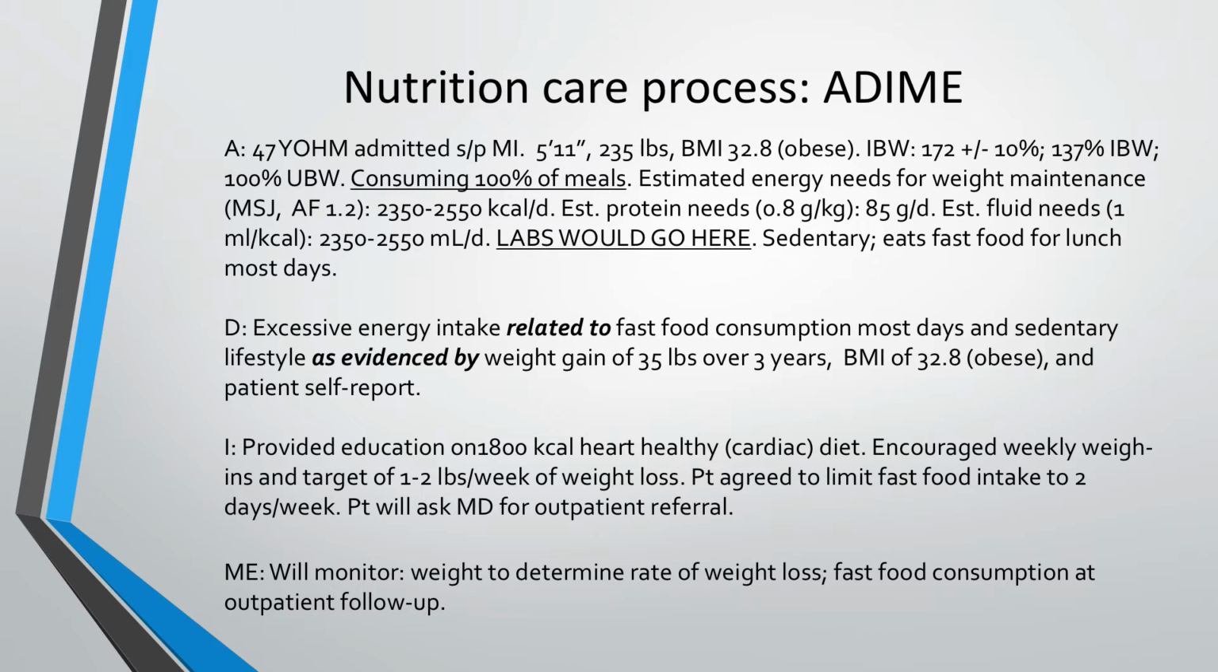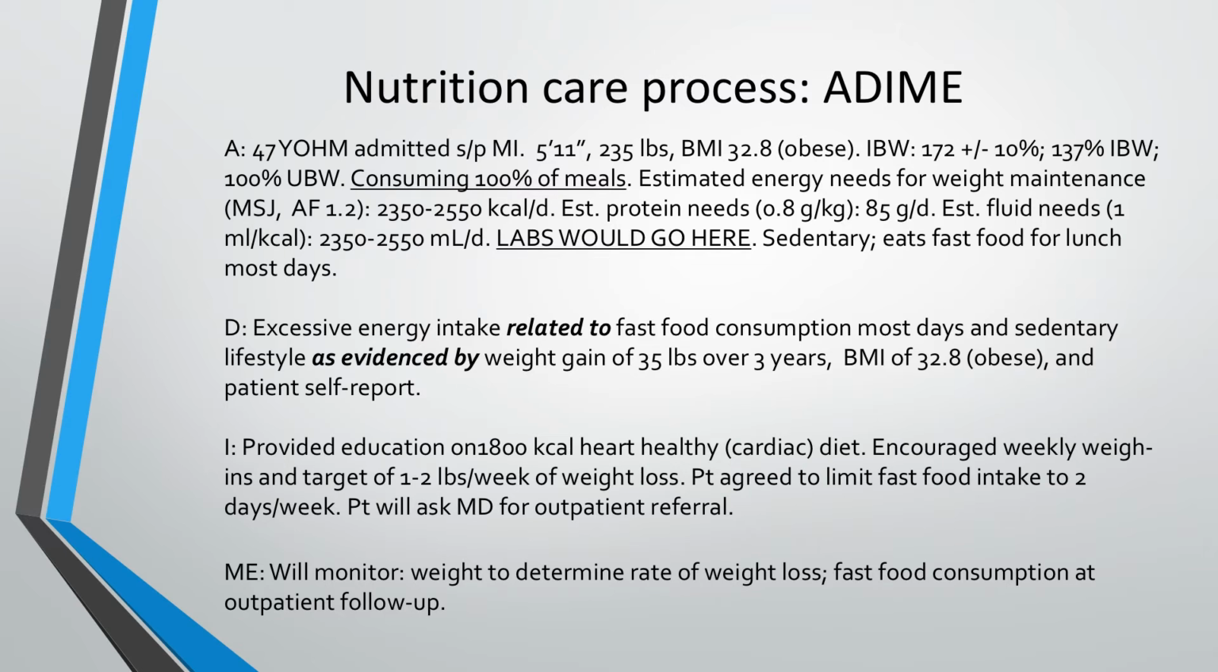prescription up there. Labs, if I had labs, which we didn't really talk about, but we will shortly. If he had any labs that were outside of normal limits, I would put them there. And again, just some more information about JO. He's sedentary and eats fast food for lunch most days. So the diagnosis that we came up with was excessive energy intake related to fast food consumption most days and sedentary lifestyle, as evidenced by weight gain of 35 pounds over 3 years, BMI of 32.8, he's obese, and patient self-report.